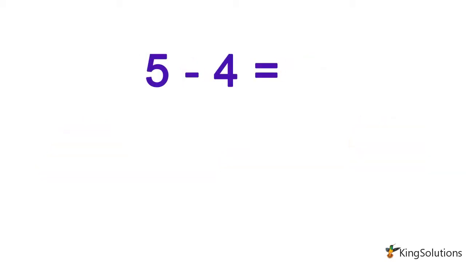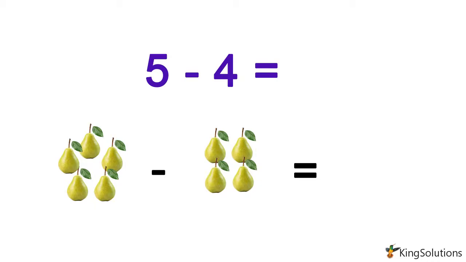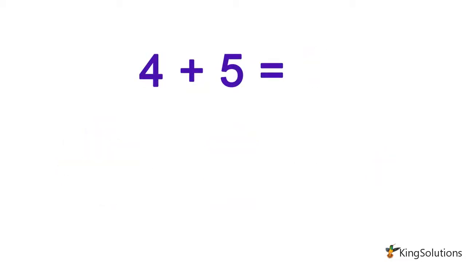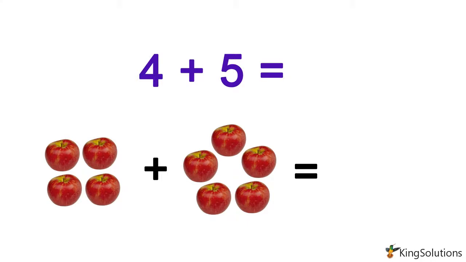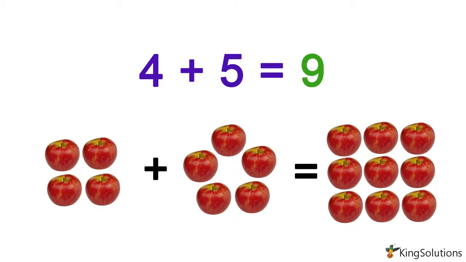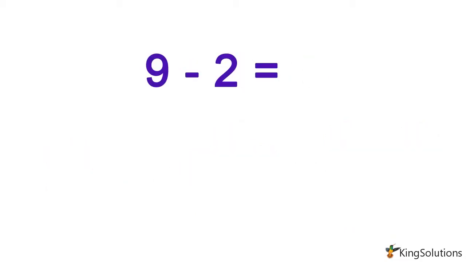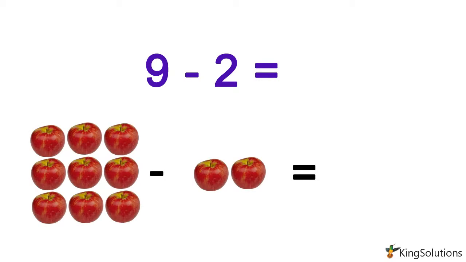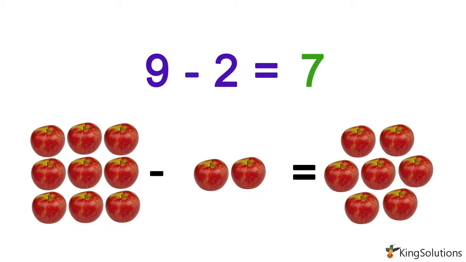5 minus 4 equals 1. 4 plus 5 equals 9. 9 minus 2 equals 7.